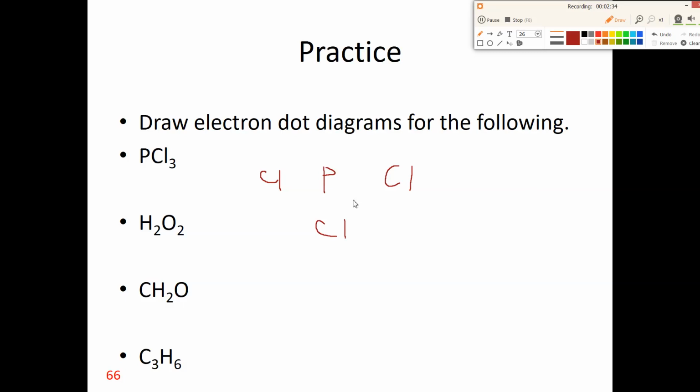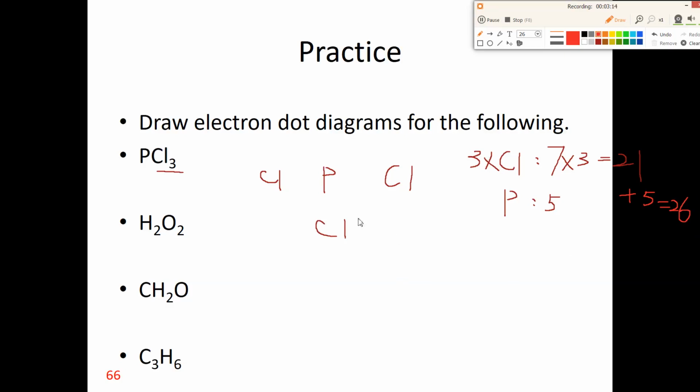Then you figure out what kind of bonds. We have two ways. One is to figure out the total number of valence electrons. Chlorine has 7 valence electrons. Phosphorus has 5 valence electrons, but we have 3 chlorines, so multiply by 3, so it's 21. The total is 21 valence electrons plus 5, so the total is 26 valence electrons.